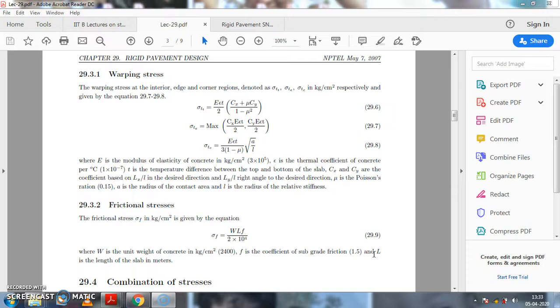As a result there will be a crack. Obviously stress will be generated, and this stress is known as stress due to subgrade friction, and in short it is known as frictional stress. Basically this frictional stress is denoted as sigma f. The formula is sigma f equal to WLF by 2 into 10 to the power 4.